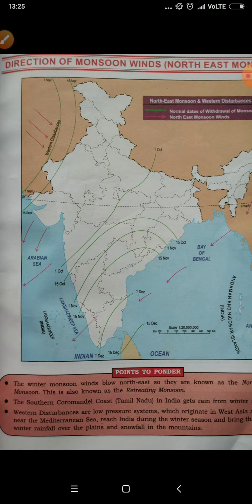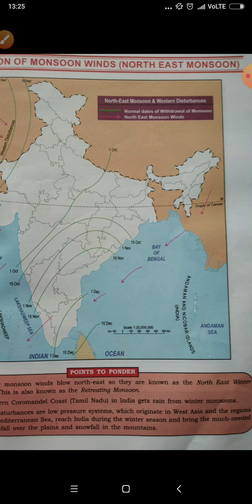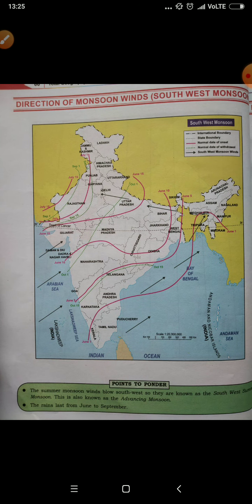And in summer, what we have studied before, the summer monsoon winds blow to the southwest and are also known as southwest summer monsoon. These rains last from June to September.